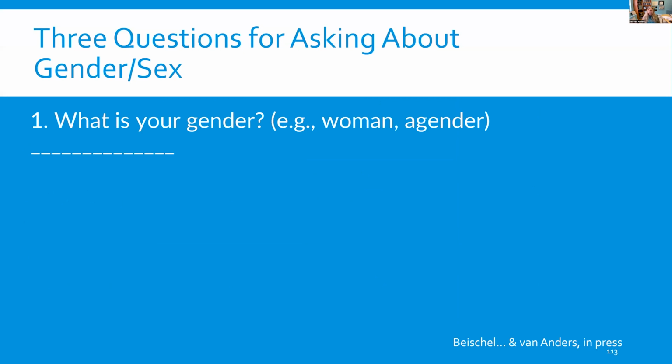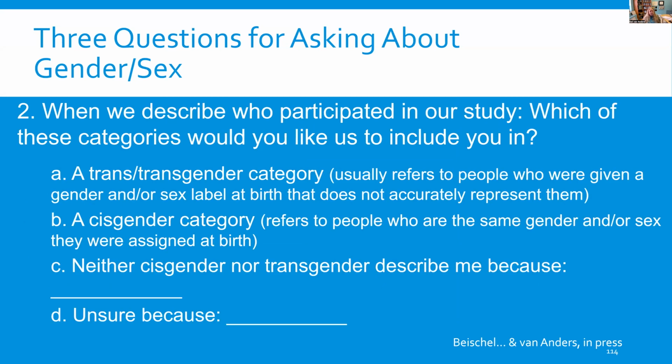So the 3 questions for asking about gender sex that we tested and published on include, what is your gender? And we give 2 examples, one majority and one minority, to make it clear it's not a complete list. We also ask, when we describe who participated in our study, which of these categories would you like us to include you in? There's a lot of aspects of that wording we tested and evaluated. And here are the options we give.